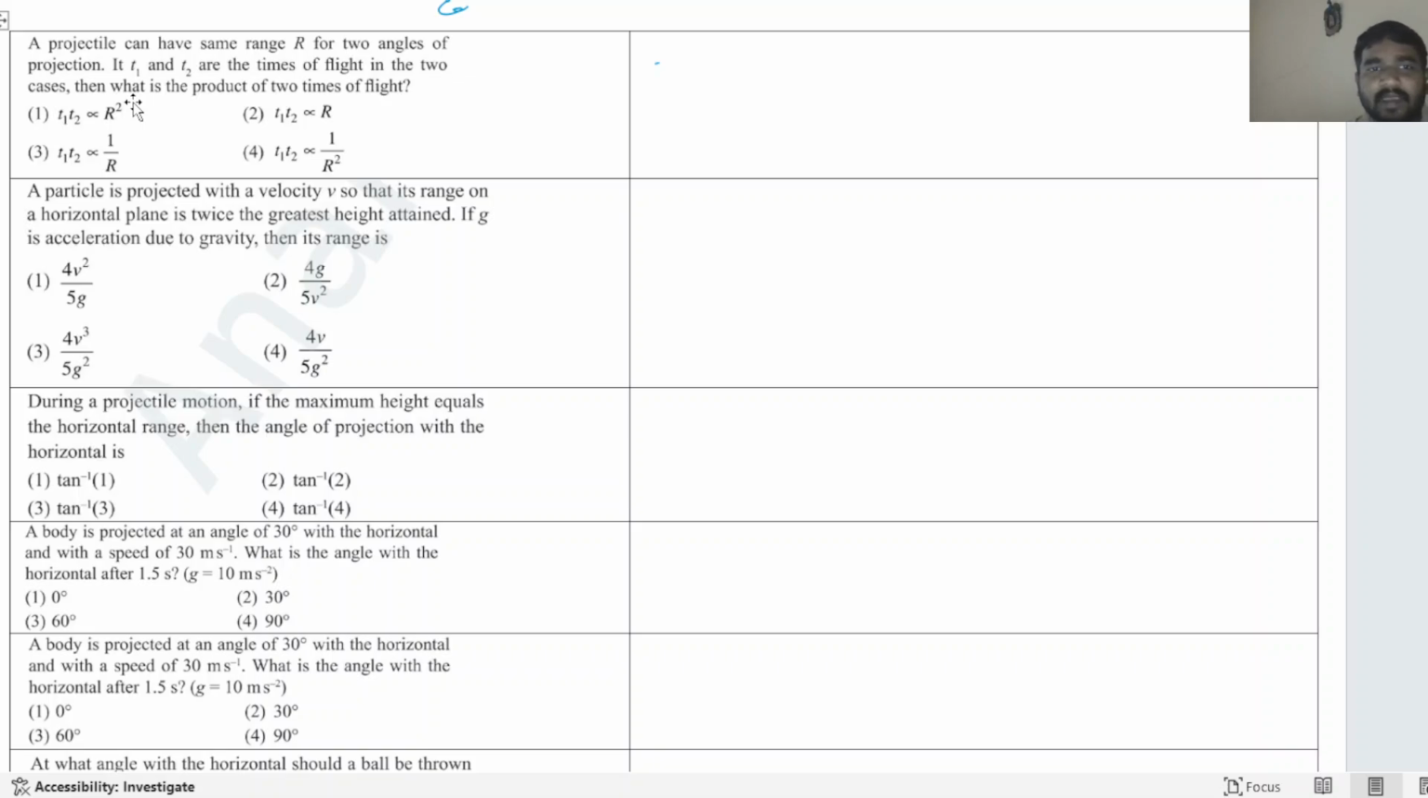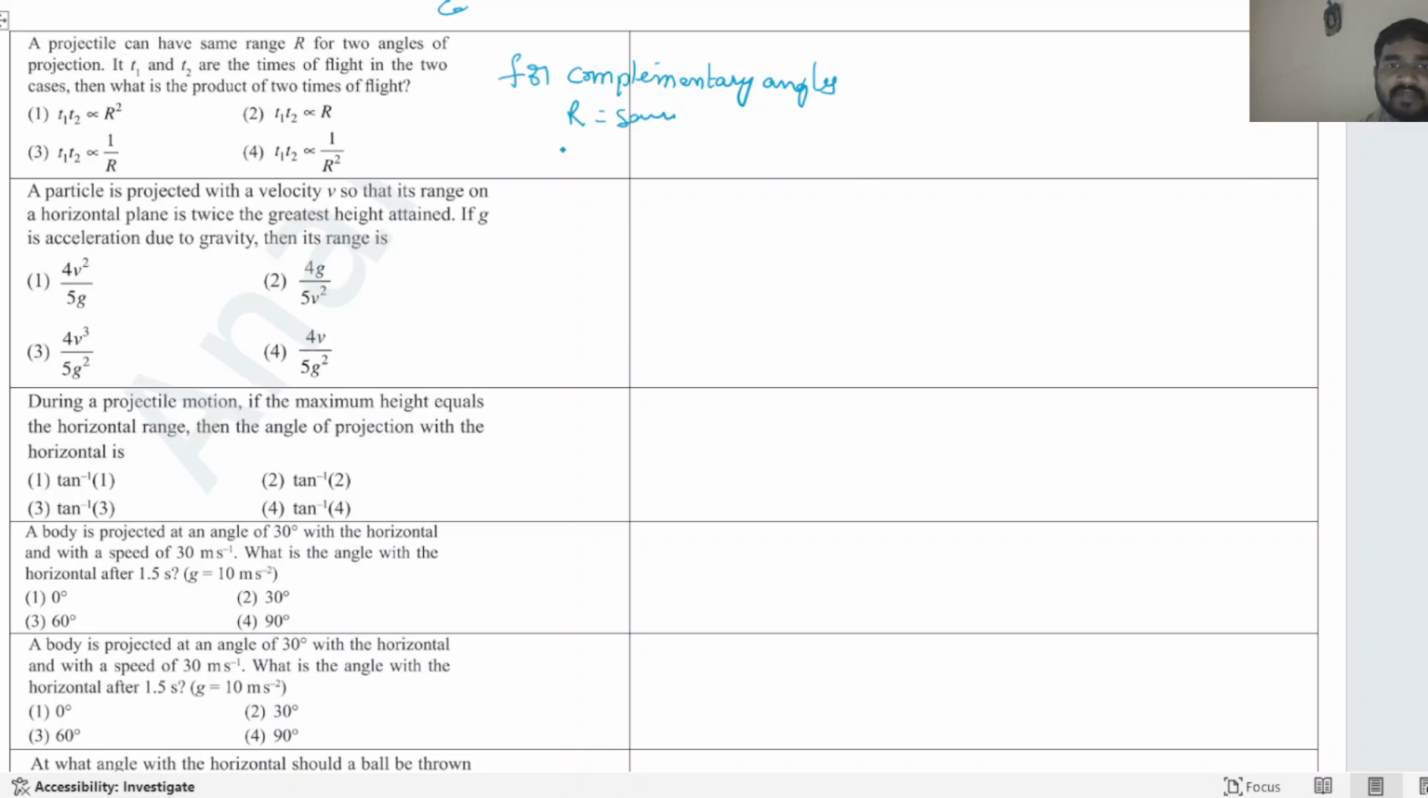A projectile can have the same range for two angles of projection. T1 and T2 are the times of flight in the two cases. Then what is the product of the two times of flight? See, the range will be the same for complementary angles.